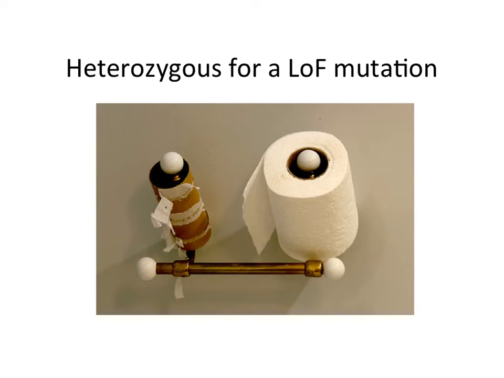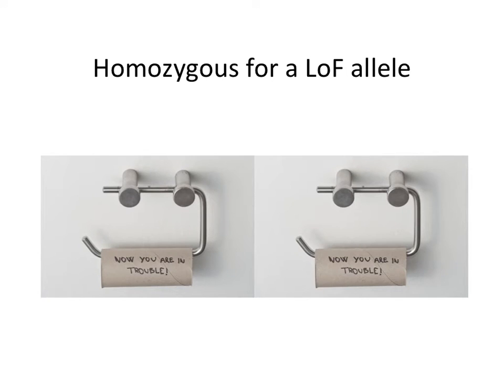You're still okay because you've got one good copy left. What's the situation like when you've got breast cancer in this analogy? Somewhere later in life, you get a mutation in the second, the only good remaining version of the gene. You get a random mutation in that gene. So it's not that you're born with two mutations.